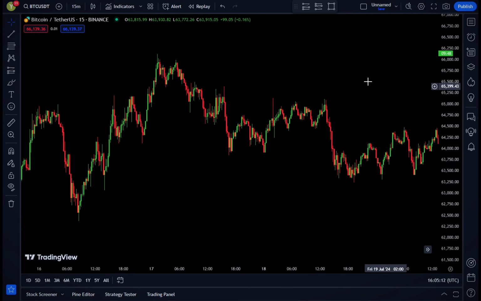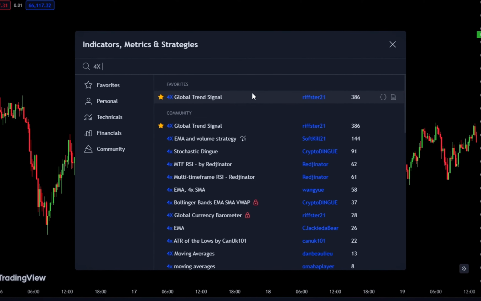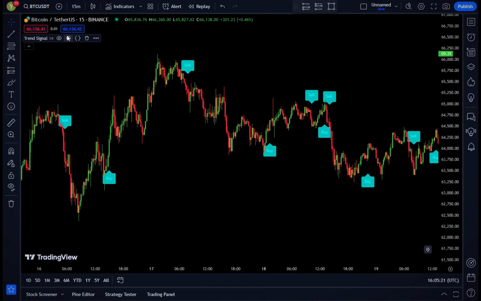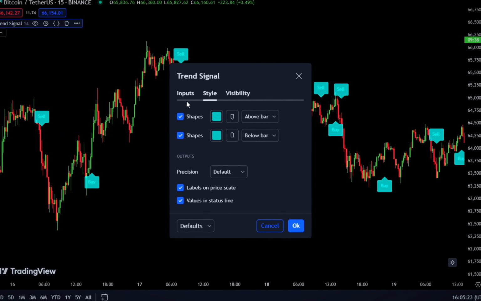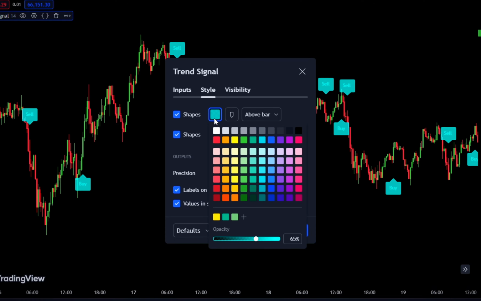Go to the Search Indicator tab and type in Forex Global Trend Signal. Select Forex Global Trend Signal by Riffer21. Make some adjustments to the Global Trend Signal indicator. In the Input tab, leave the indicator at its default settings.